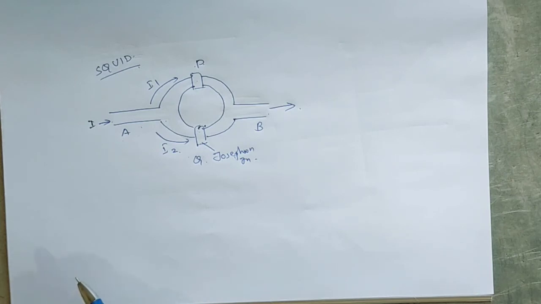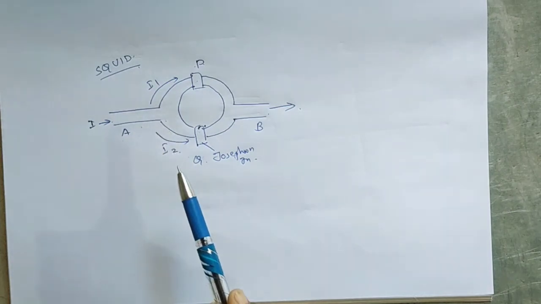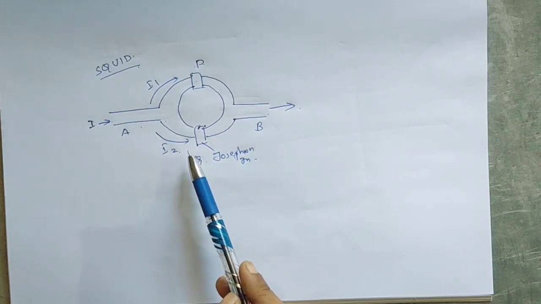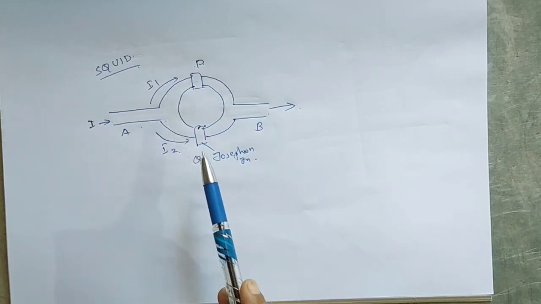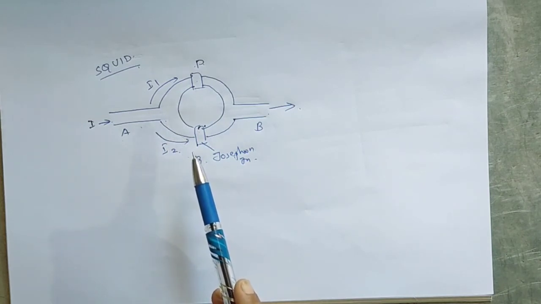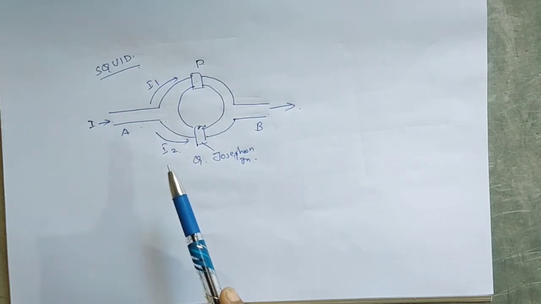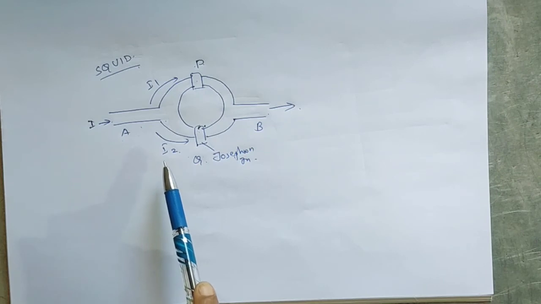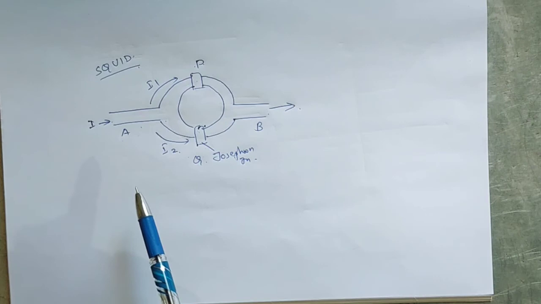Since this current is very sensitive to small changes of the magnetic field, this device can be used as a very sensitive galvanometer. This I1 and I2 are very sensitive to small changes in the magnetic field.